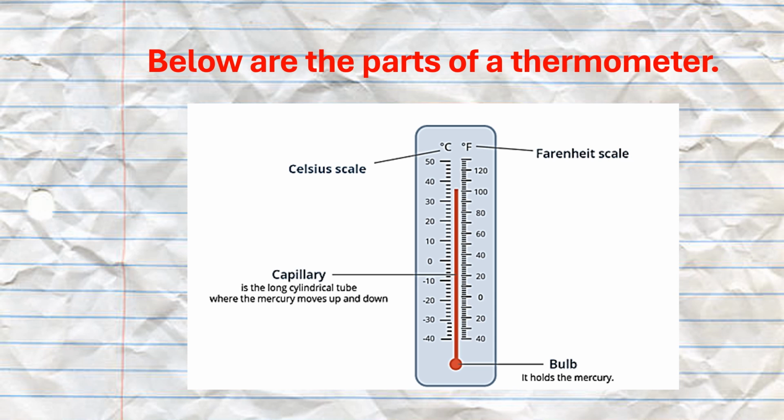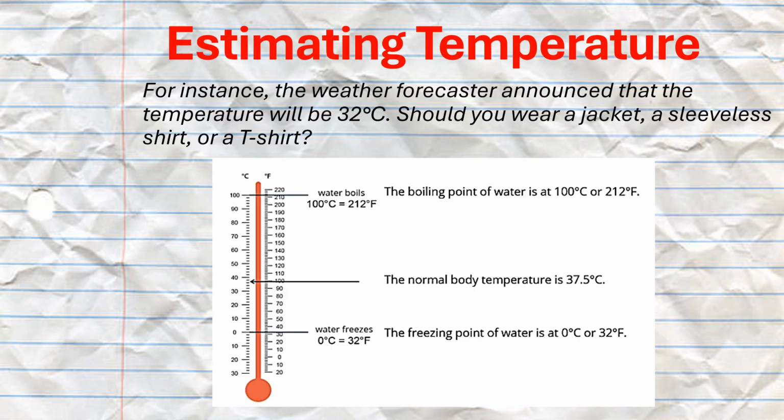Below are the parts of a thermometer. On the left side of our thermometer, we have the Celsius scale, and on the right side, we have the Fahrenheit scale. The capillary, which you can see here in the middle, is the long cylindrical tube where the mercury moves up and down, while the bulb is the place where it holds the mercury.